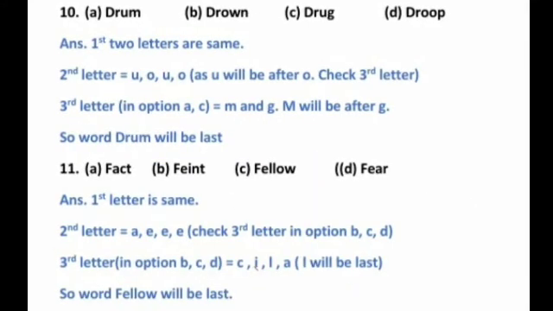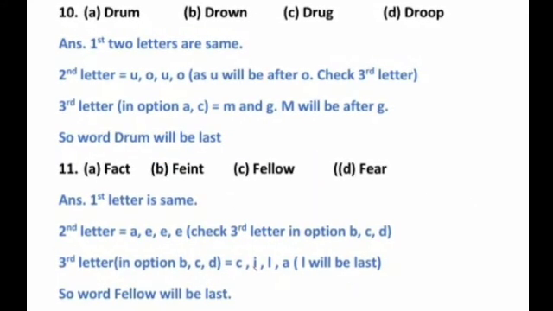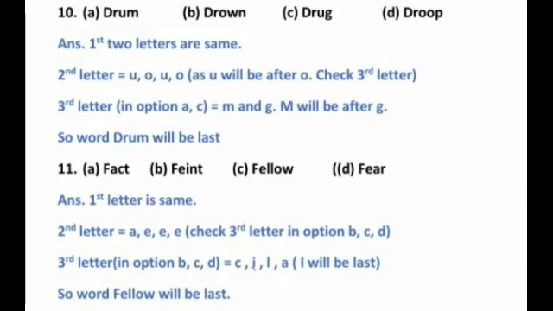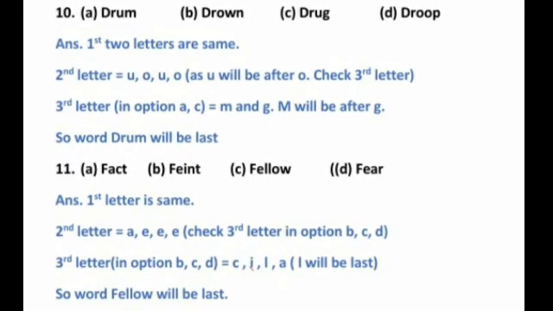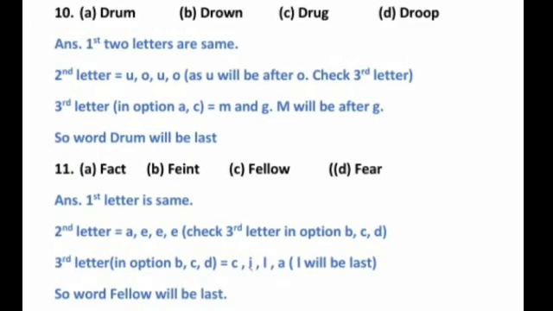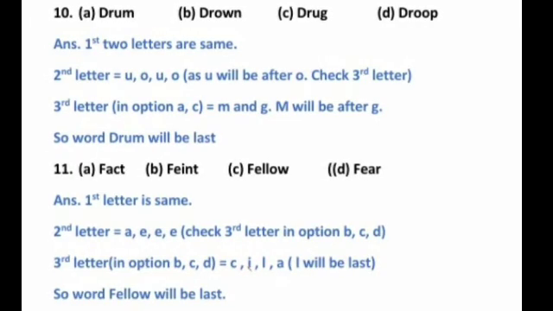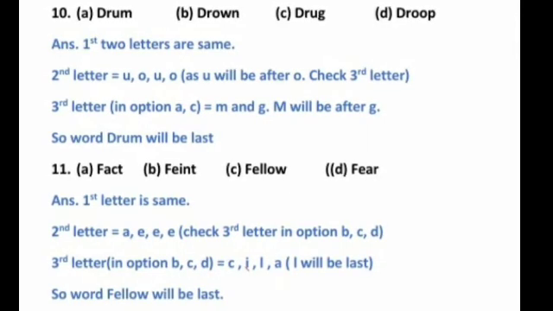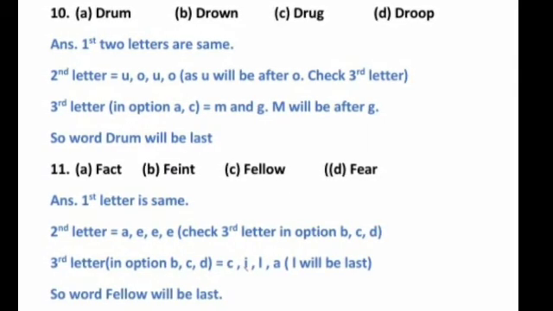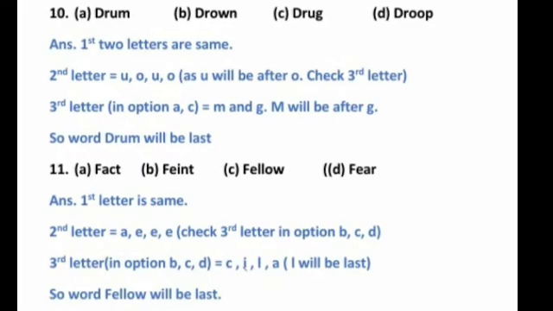Similarly going to question number 10. Here in the 4 words the first 2 letters are the same, and the second letters are U, O. As U will be after O, so check the third letter. The third letters in options A and C are given M and G. As we know that M will be after G, so word drum will be the last.